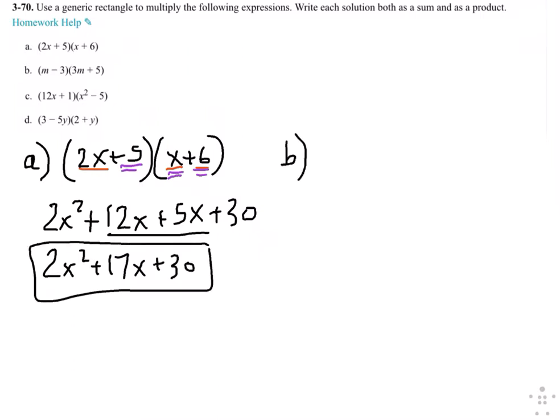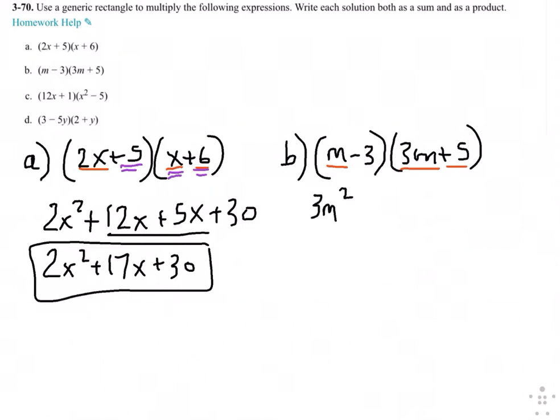Let's do B over here. We have m minus 3 times 3m plus 5. So again, first thing, we're going to take the m and multiply it by the 3m, and then the m and multiply it by the 5. We're going to distribute that in. So m times 3m is 3m squared. M times 5 is 5m.